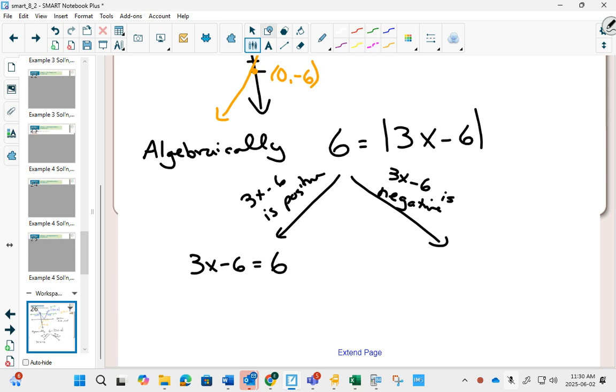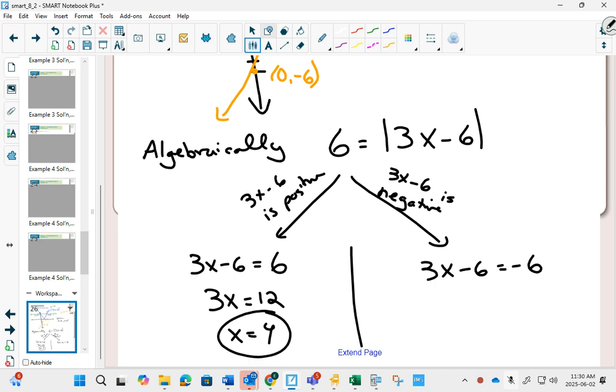But there's also the possibility that this inside could have been what? And still equal 6 in the end. Negative 6. Could also have equaled negative 6. And then it would still be 6 in the end. And it gives you 2 equations. And if we solve those 2 equations, sometimes I draw a line in between. How do I solve an equation like this? Well, I combine my like terms, so I'm going to add 6 to both sides. And divide by 3. There's my x equals 4 answer. And on this one, if I add 6 to both sides, I get 3x equals 0. Divide by 3. There's my x equals 0 answer.